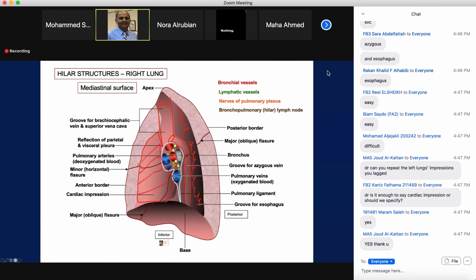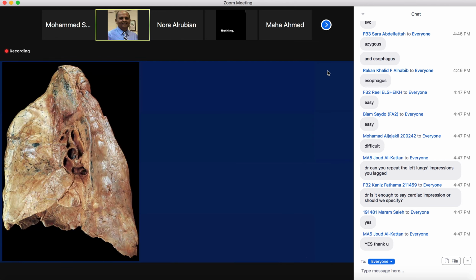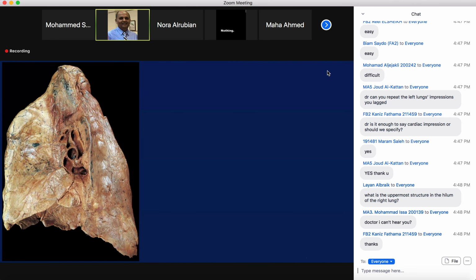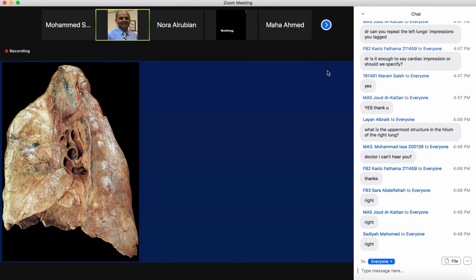So let's take on a real heart, a real lung. So now look at it. Is it right or left? We all know by our description that this must be right. So now let's try to find out. This is the hilum. Now let's put the heart first. The heart goes all of this area. So this is the cardiac impression. Are we good with this? We are dealing with the right lung.